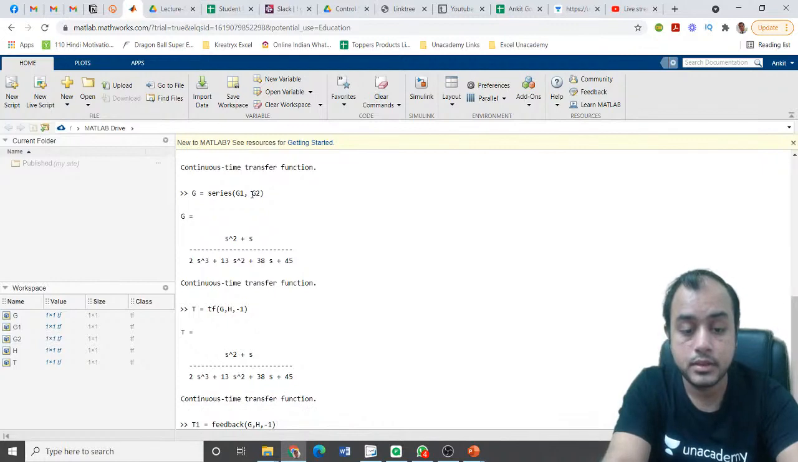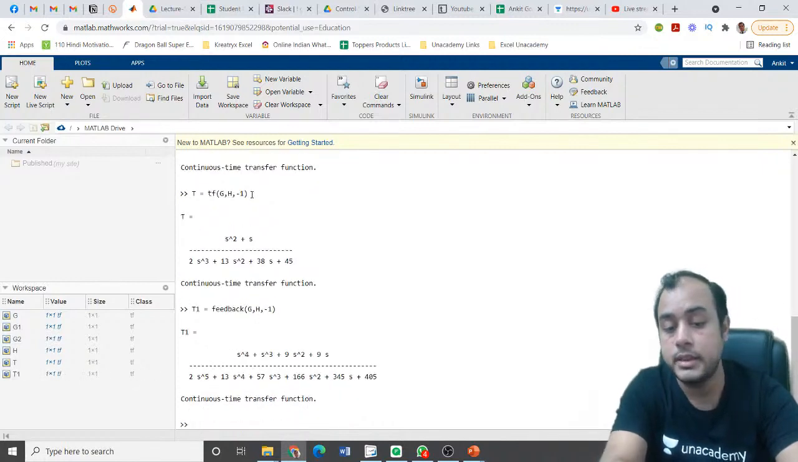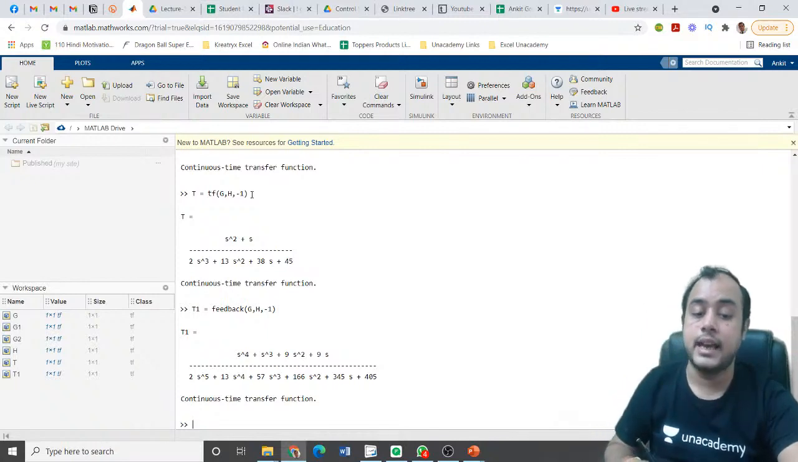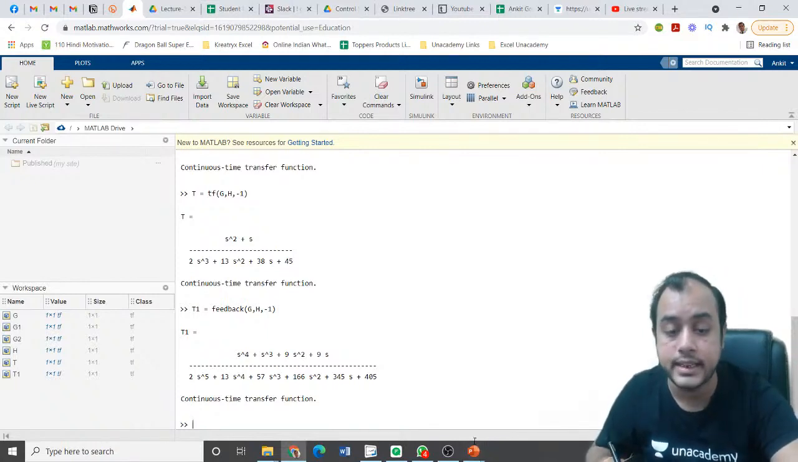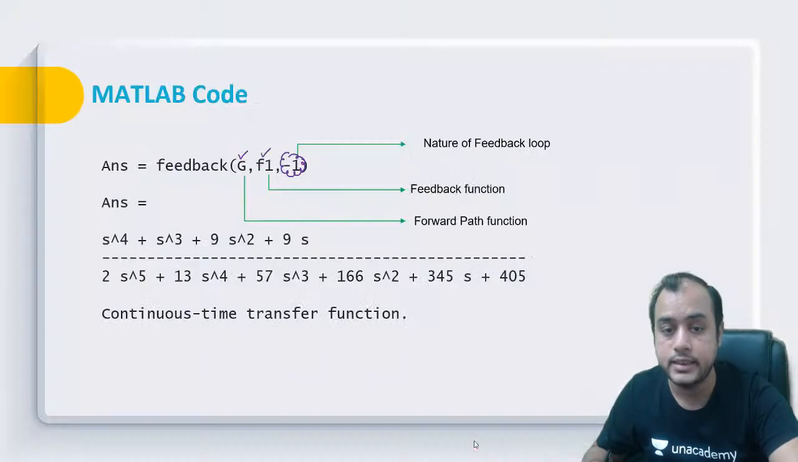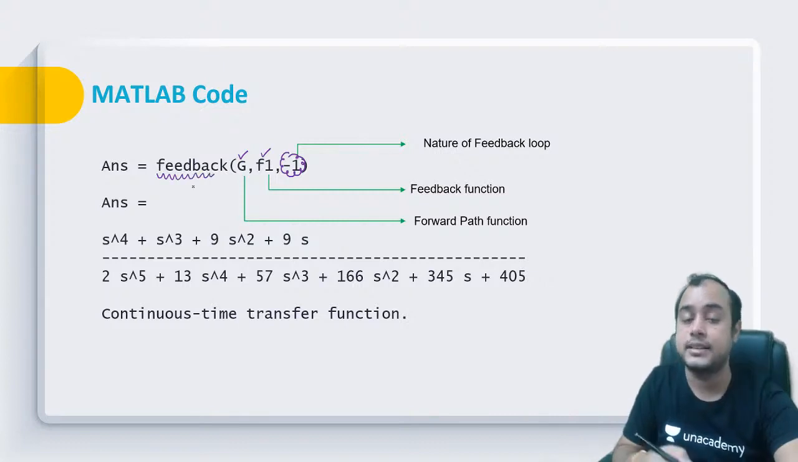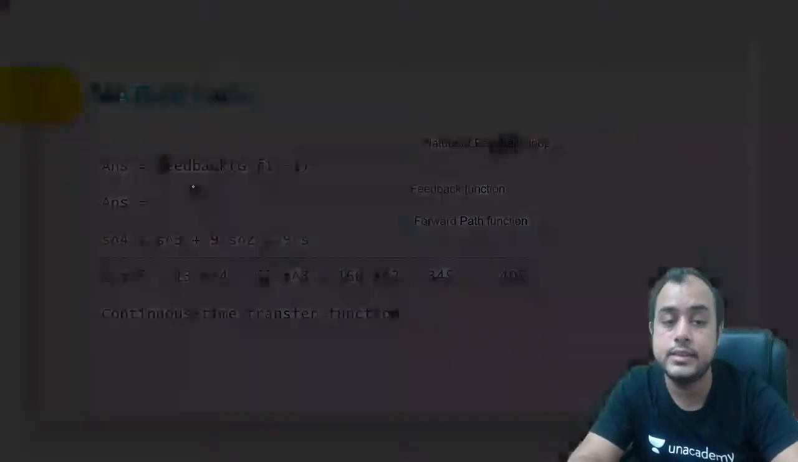Okay. So this will be the final answer: s⁴ + s³ + 9s² + 9s. See, this is the function. So remember this: this is used for feedback. For cascading, we use series.